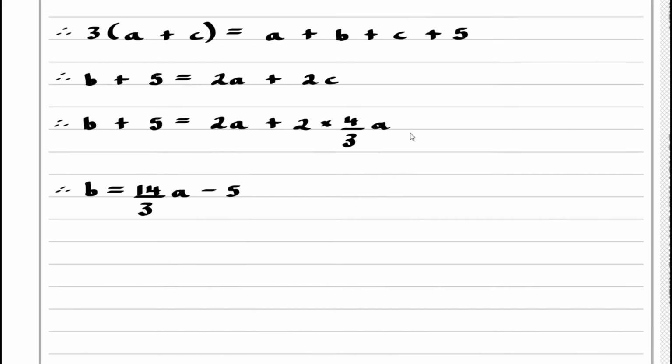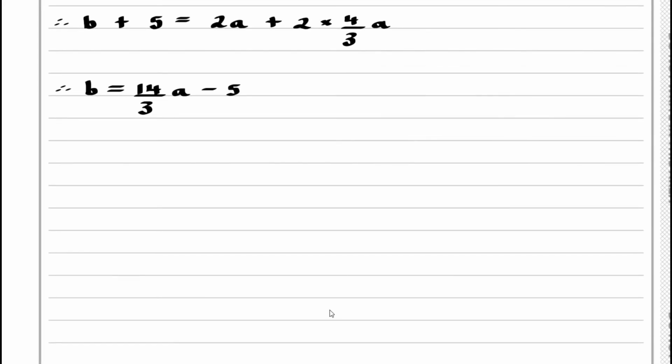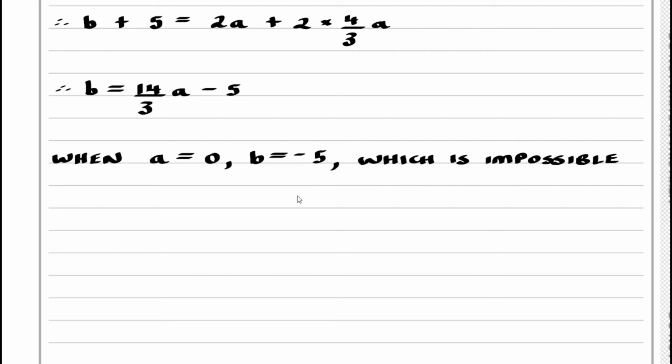Now let's think about the case when A is equal to 0. When A is equal to 0, B is negative 5. We want positive integers, so this is impossible. Now, when A equals 3, B will equal 9. And when A is equal to 6, B is equal to 23, which are integers. But what we need to do is find the value of n.